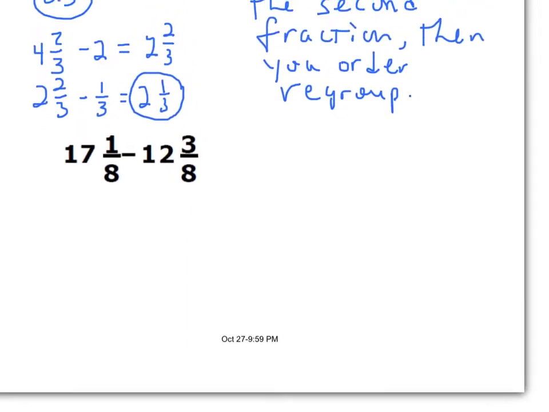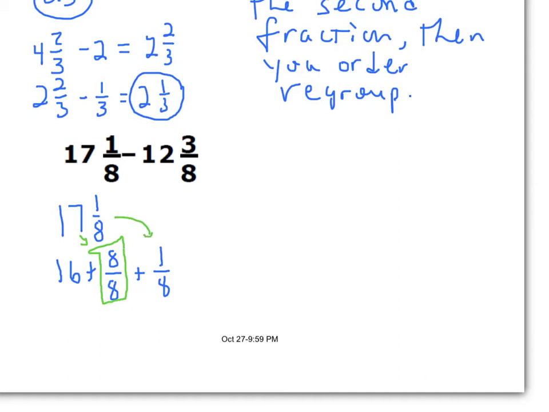So this one's different because the numerator in the first fraction is not greater than the numerator in the second. So see, this numerator right here is smaller than this numerator. So what I'm going to do here to make this work is I'm going to borrow from this. So instead of 17 and 1/8, I'm going to make this 16 plus 8/8 plus 1/8. So what I'm doing here is, this is equal to 1. So I borrowed 1 from this 17 and I made that 8/8, and this 1/8 is this 1/8. So now what I really have here is 16, well, it's the same amount I started with, and 9/8 minus 12 and 3/8.